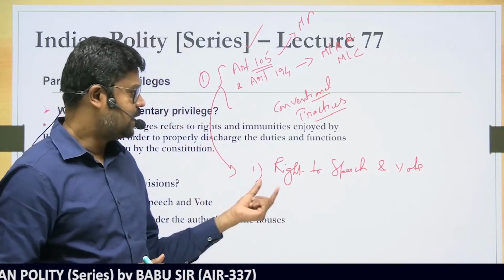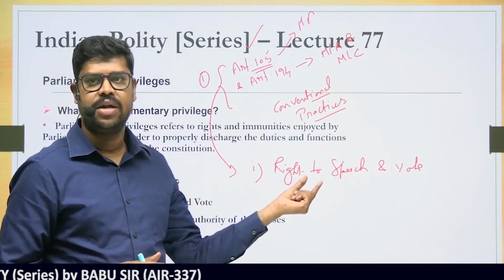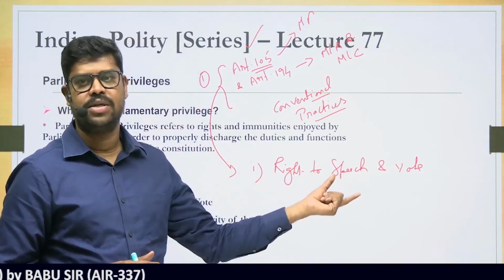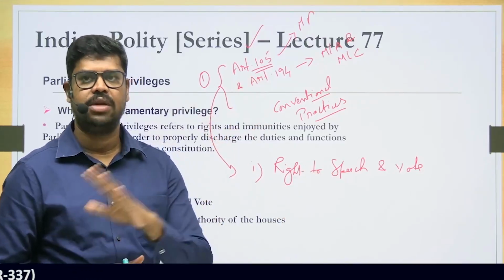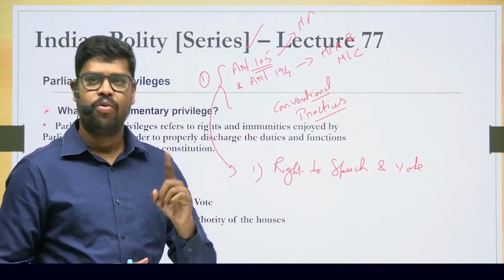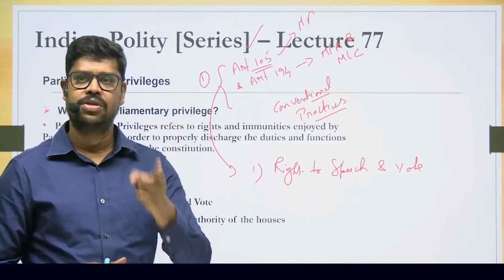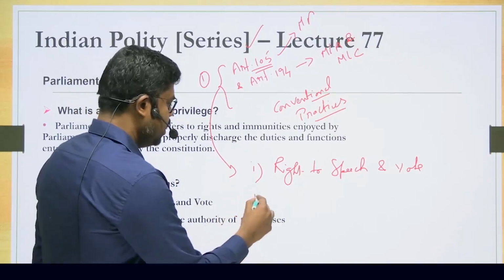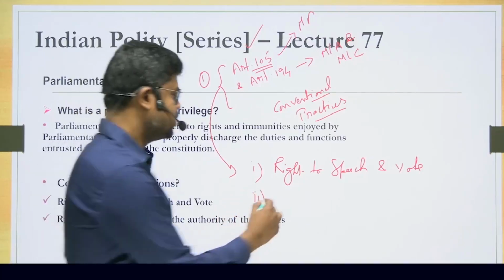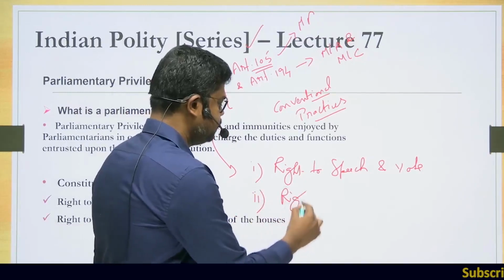So we have to understand first the privilege that they exercise: the right to freedom of speech and to exercise their vote, for which they are not liable to be punished in a court of law, and there shall be no proceedings against them, provided it is subject to the rules of the house and the other provisions in the constitution. The second privilege that they exercise is what is called the right to publish.